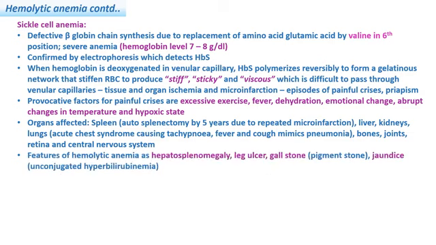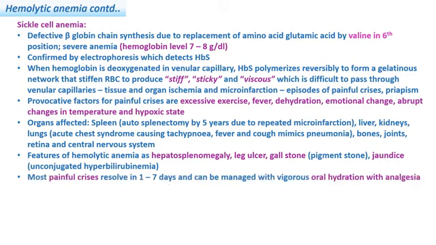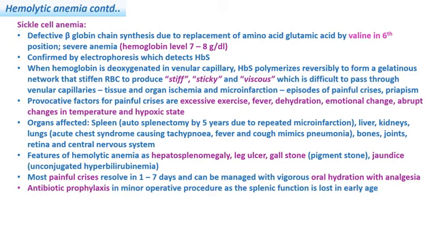Features of hemolytic anemia as hepatosplenomegaly, leg ulcer, pigment gallstone, unconjugated hyperbilirubinemia causing jaundice. Most painful crises resolve within 1 to 7 days and can be managed with vigorous oral hydration and analgesia. Antibiotic prophylaxis in minor operative procedure as the splenic function is lost at an early age.